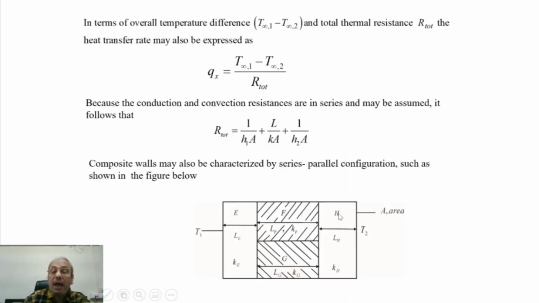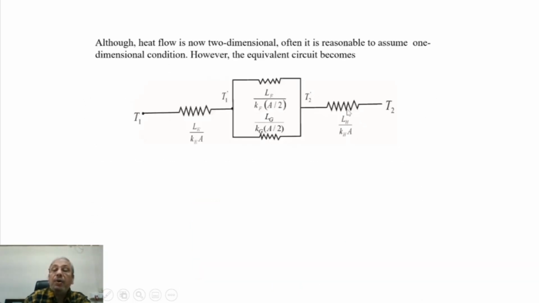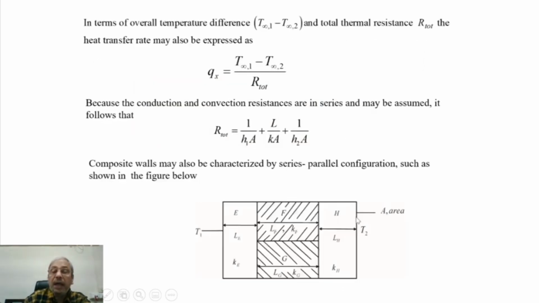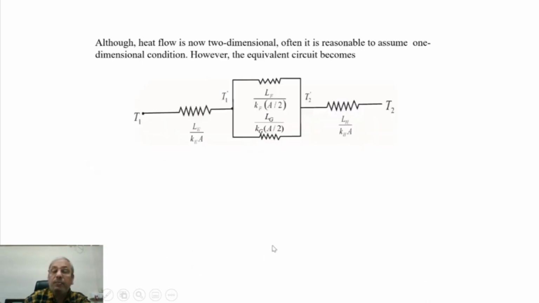This is again a different material having thermal conductivity KH and characteristic length LH. So LH divided by KH into A. Here the effective area is again the total area, whereas for F and G the effective area of heat transfer was A by 2. So this becomes the equivalent circuit.